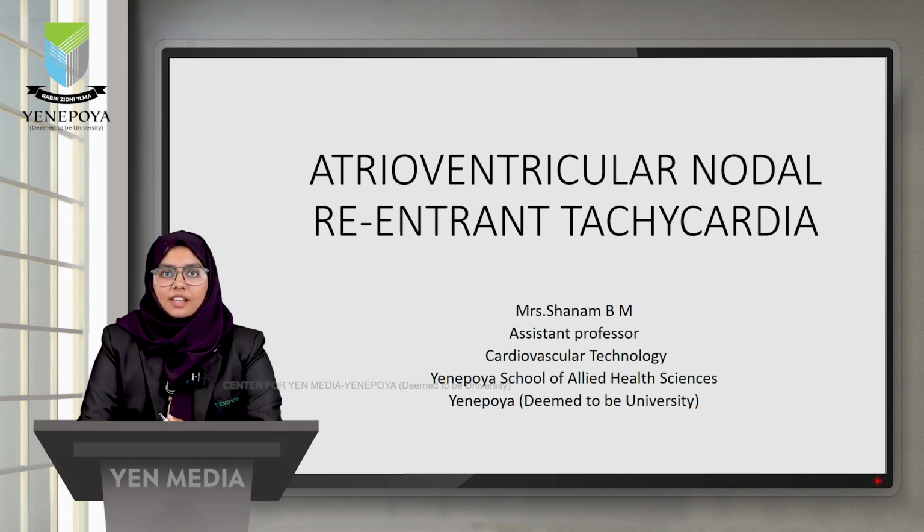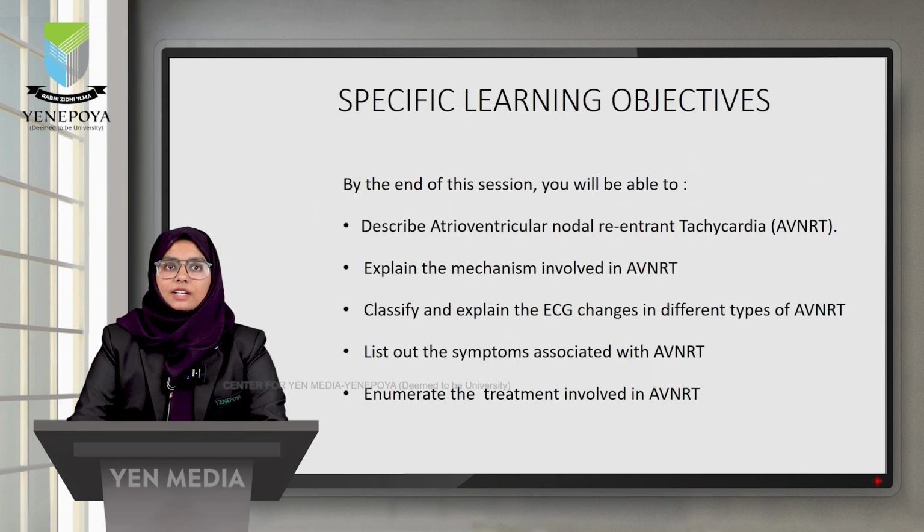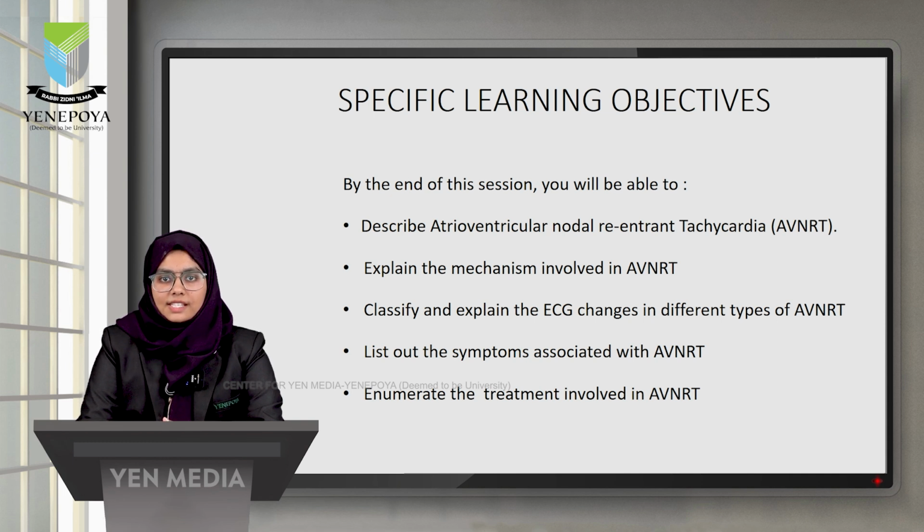The topic is Atrioventricular Nodal Reentrant Tachycardia. The specific learning objectives: by the end of this session, you will be able to describe atrioventricular nodal reentrant tachycardia, explain the mechanism involved in AVNRT, classify and explain the ECG changes in different types of AVNRT, list out the symptoms associated with AVNRT, and enumerate the treatment involved in AVNRT.